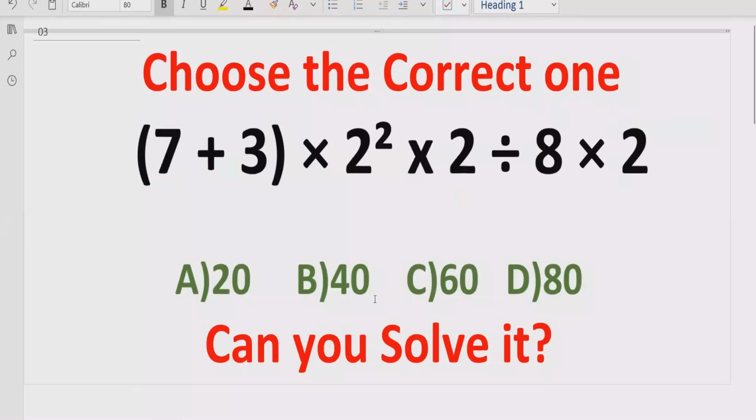Today we will solve another quiz which is related to an arithmetic expression. The quiz contains three basic operations: plus, multiplication and division. We have to solve this quiz using the PEMDAS and BODMAS method and find the correct answer. In the answer list we have four answers: A is 20, B is 40, C is 60 and D is 80. So let's see which answer is correct after solving it.